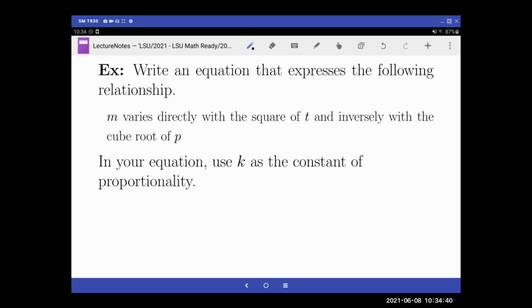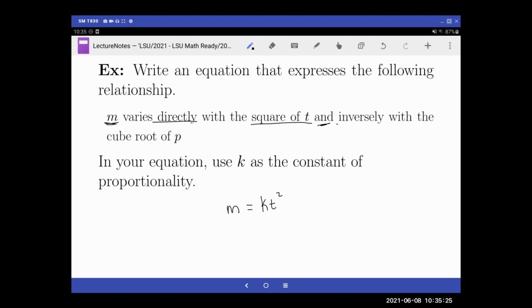All right, so write an equation that expresses the following relationship. Okay, and I know this is one that you could see on the ALEKS test. So m varies directly with the square of t and inversely with the cube root of p. Okay, so there's that varies directly part. So m varies directly with the square of t. So I'm just picking this apart. M is first listed, so that's actually going to be like my y equals in this case. And that's what is varying. Varies directly with the square of t. The square of t would be, of course, t squared.